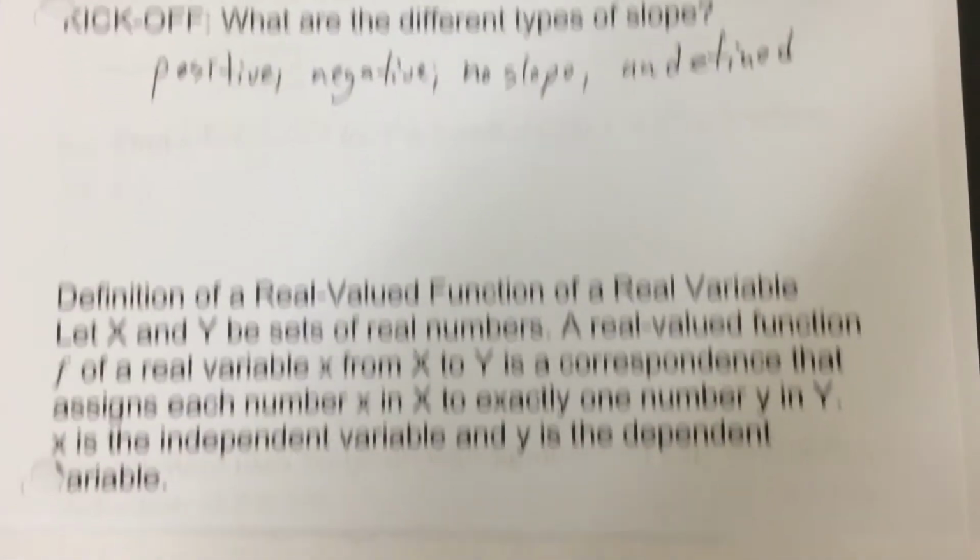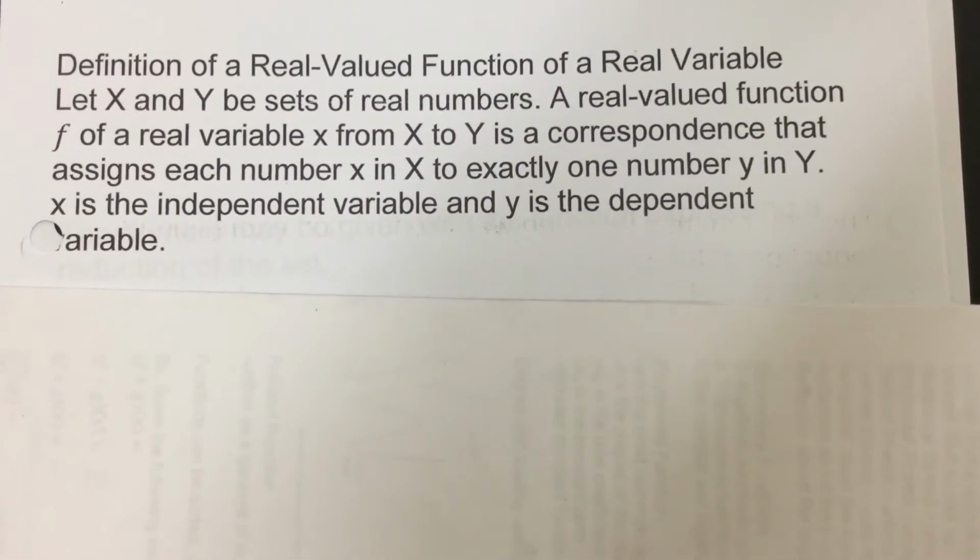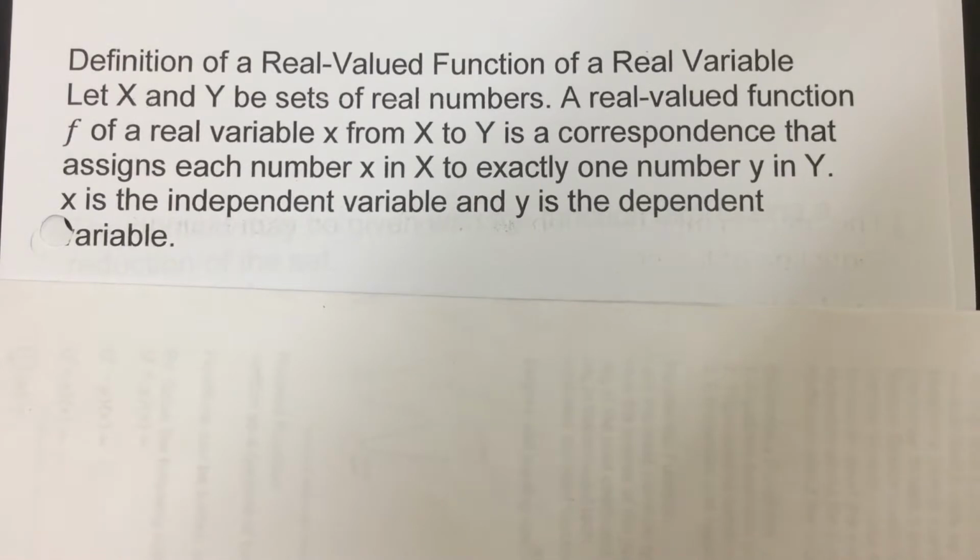So, the official definition of a function: let x and y be sets of real numbers. A real valued function f of a real variable x from x to y is a correspondence that assigns each number x in X to exactly one number y in Y. X is the independent variable, y is the dependent variable.